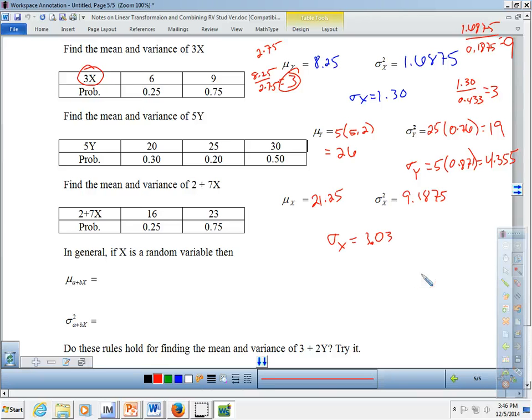Okay, did you get this? Did you get 21.25 for your mean? Did you get 3.03 for your standard deviation? Did you get 9.1875 for your variance? I hope you did.